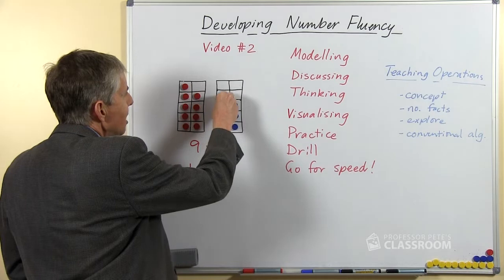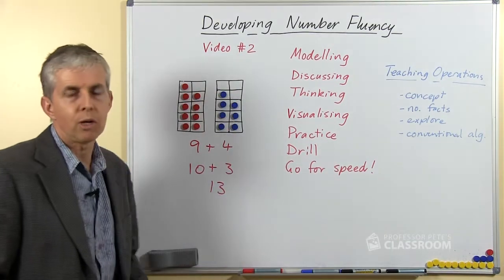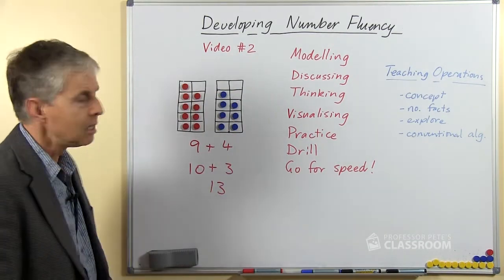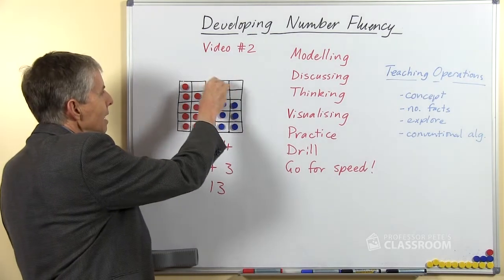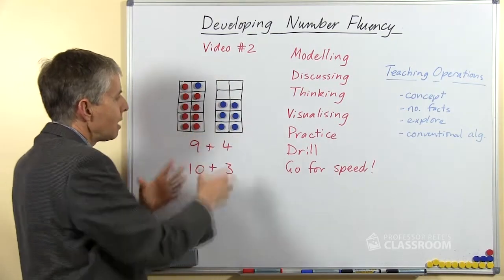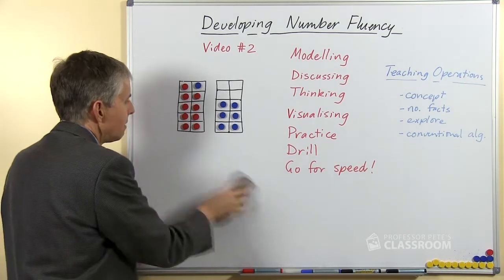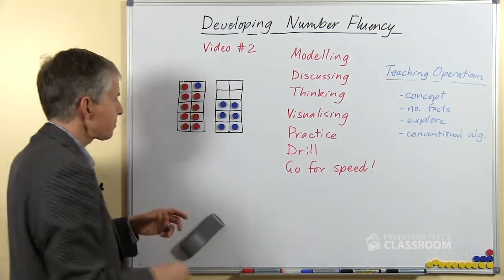This particular strategy, we call a near 10 strategy. Because 9 is near 10, we can make an adjustment to the other number, and then we have 10 plus another number, and that makes it easy to do.